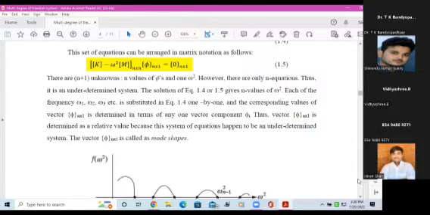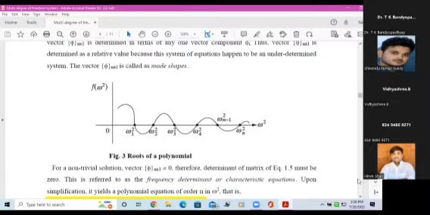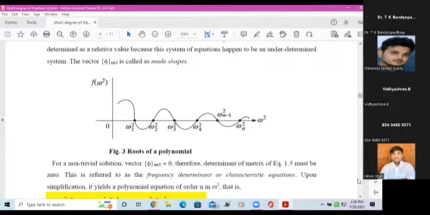Now, equation 1.5 actually represents a polynomial of the order n. We can plot this polynomial, and that's how it will look. Wherever this polynomial has 0 values, that gives you one value of omega 1. The second root gives you the next, so there are n roots corresponding to each of these points of intersection. So what we get is n values of omega, that is omega 1, omega 2, omega 3, omega 4 up to omega n.